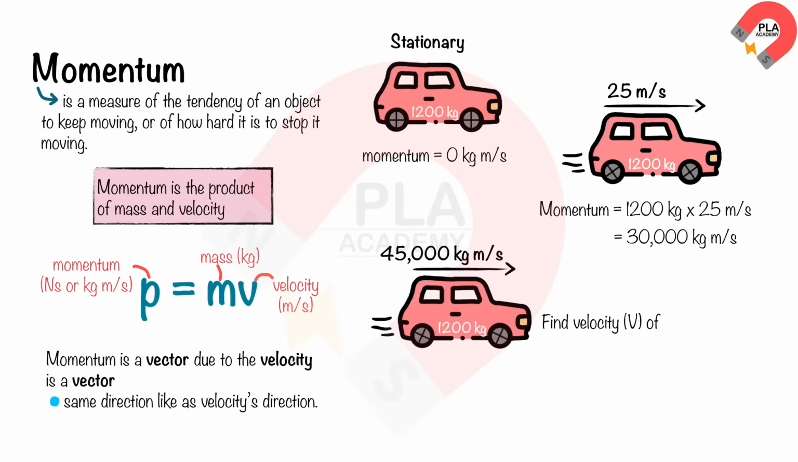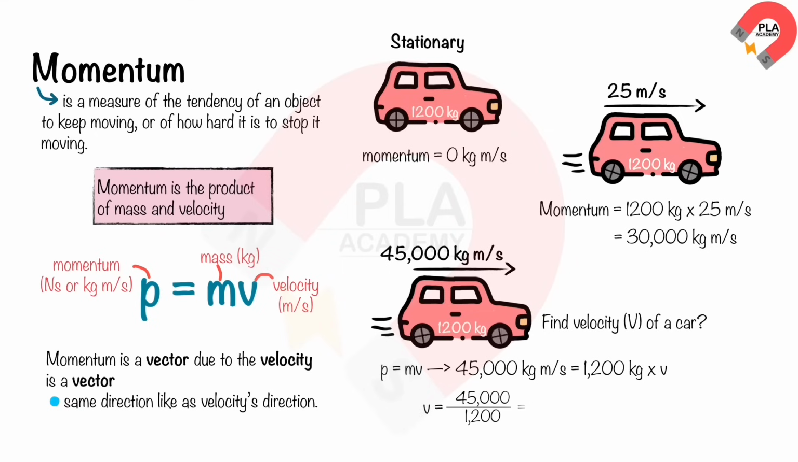Suppose the same car is moving and has a momentum of 45,000 kilogram meters per second. To find the car's velocity, we can substitute P equals 45,000 kilogram meters per second and m equals 1,200 kilograms. So, its velocity is 45,000 divided by 1,200, which is equal to 37.5 meters per second.